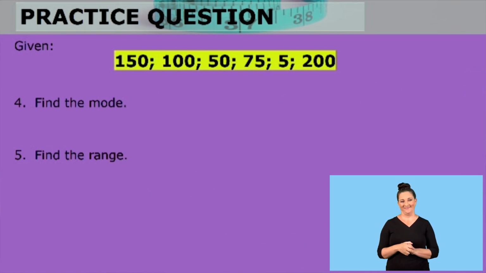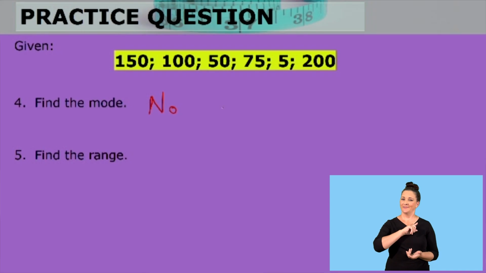Let's look at another one. All right. Given these numbers, we've got to find the mode. Again, the mode is the number that appears the most. So looking at that, do we recognize any number as appearing the most? No, there isn't. So what will my answer be here? There will be no mode. And that happens sometimes.